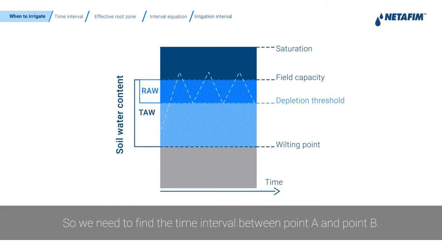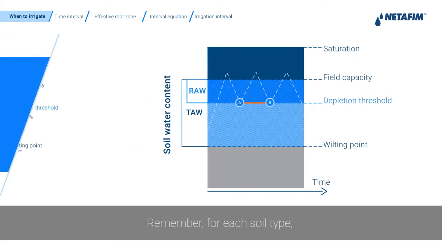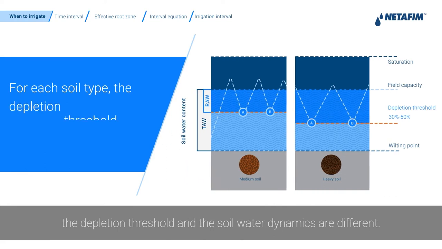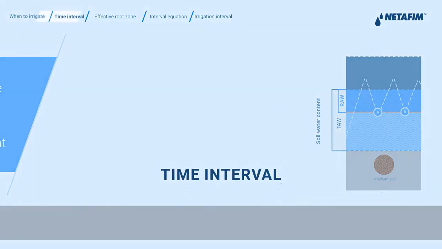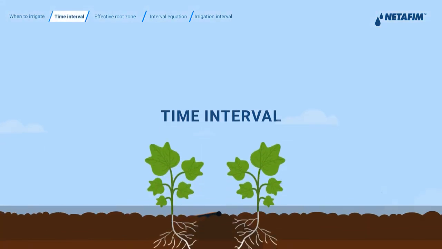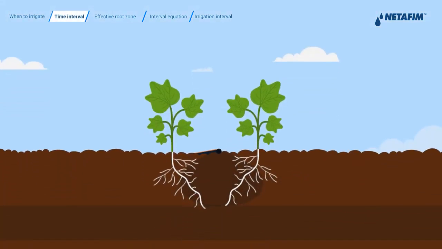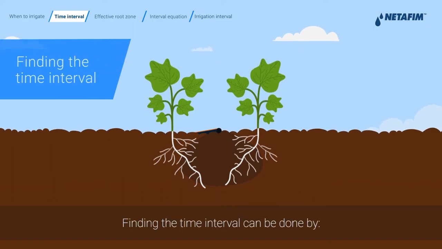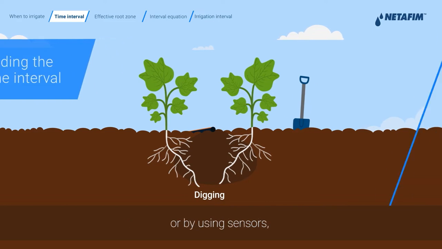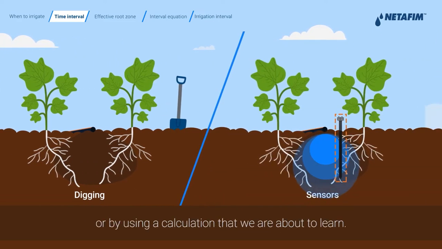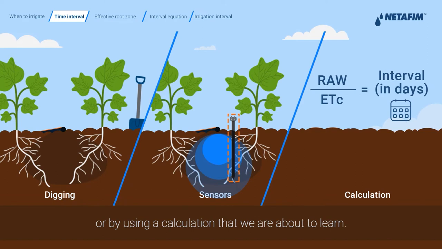So we need to find the time interval between point A and point B. Those points represent the lowest level of water content and are the trigger for another irrigation event. Remember, for each soil type, the depletion threshold and the soil water dynamics are different. Finding the time interval can be done by digging and evaluating soil moisture, or by using sensors, or by using a calculation that we're about to learn.